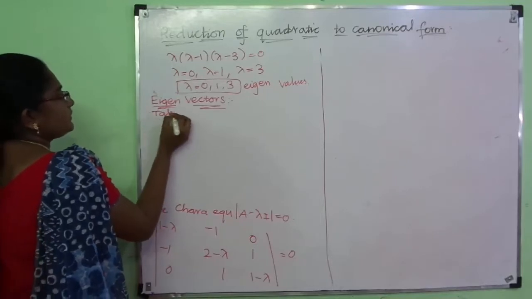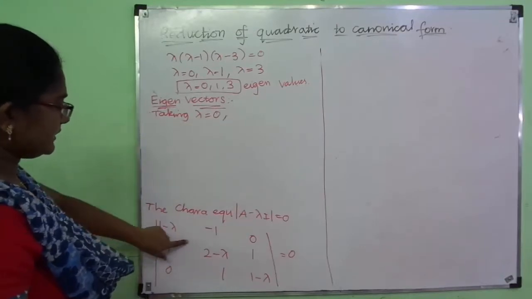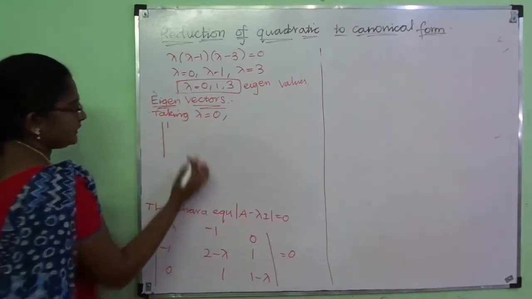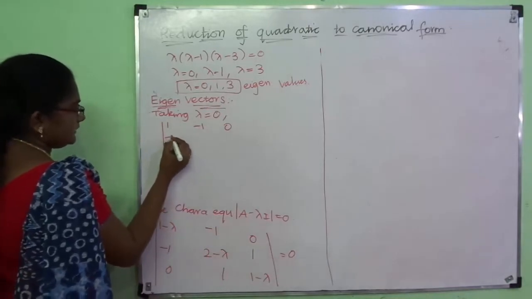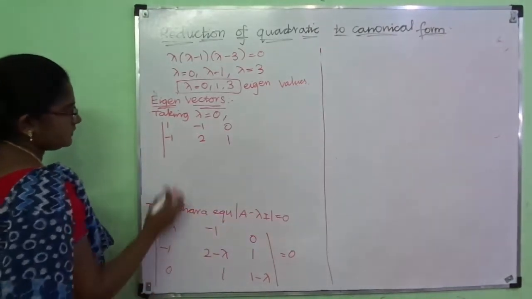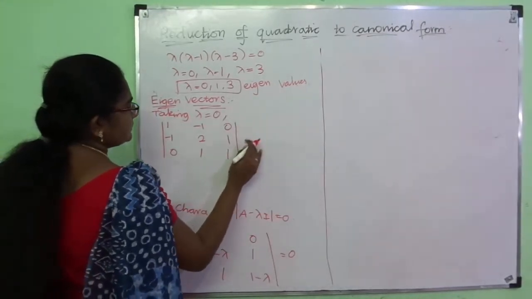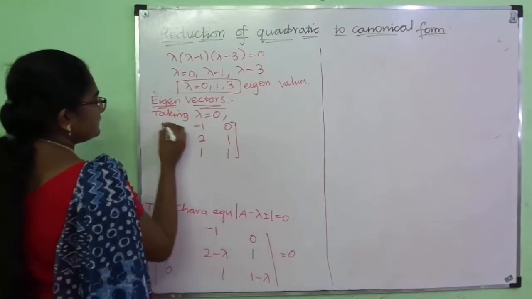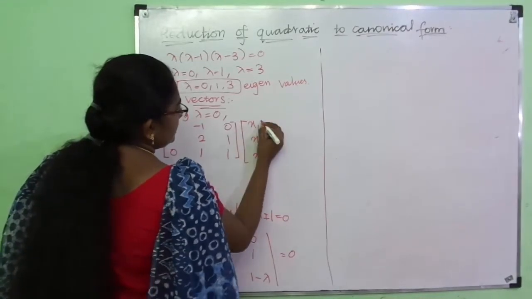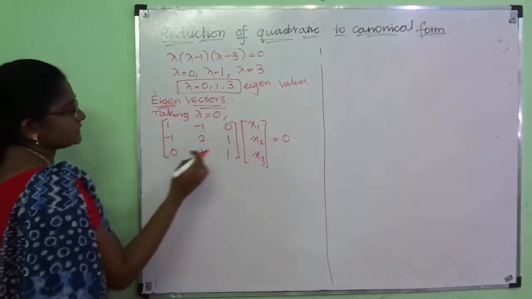I am taking lambda is equal to 0 in the first equation. Substitute this lambda is equal to 0 in this A minus lambda I and you will get a matrix. 1 minus 0 will be 1, minus 1 as it is, 0; the next minus 1 as it is, 2 minus 0 will be 2, the 1 I am writing as it is, 0, 1. And then 1 minus 0 will be 1, which is multiplied by x1, x2, x3, which is equal to 0.